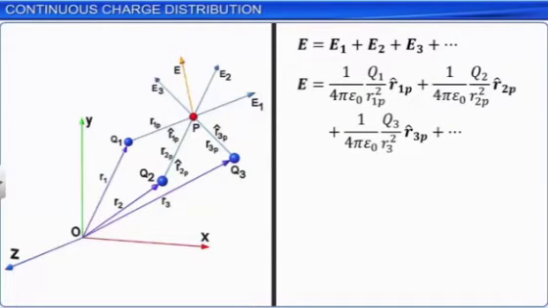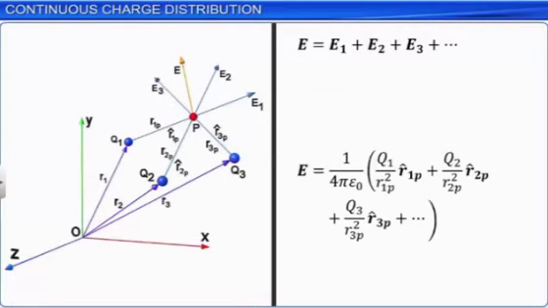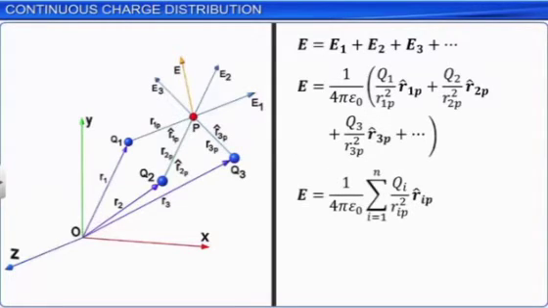Therefore, E is equal to 1 by 4 pi epsilon naught into Q1 by R1P square into R1P cap plus Q2 by R2P square into R2P cap plus Q3 by R3P square into R3P cap and so on. The net electric field strength E can now be written as 1 by 4 pi epsilon naught into sigma I equals 1 to N Qi by RiP square into RiP cap.